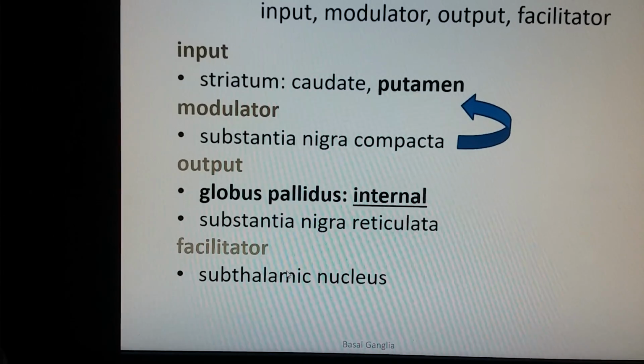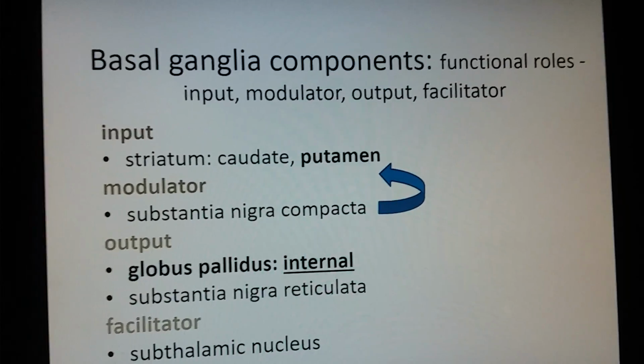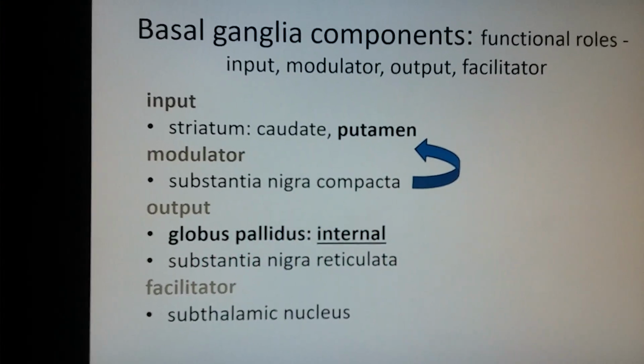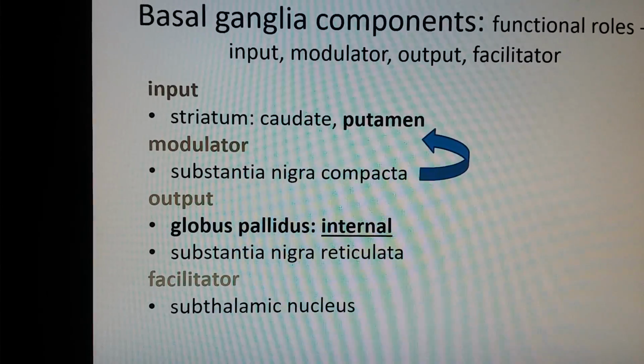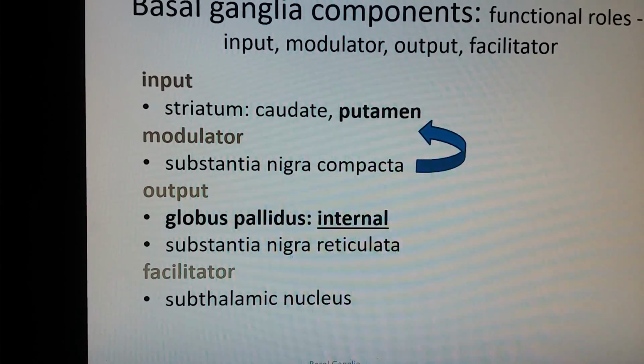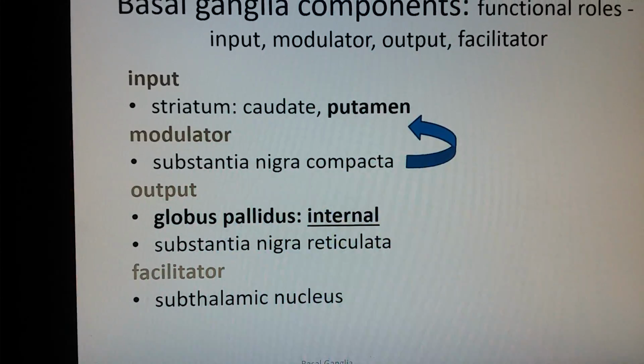And we'll talk about the subthalamic nucleus. That adds another level of complexity, but we'll get into that in the next session after this one. So for right now, let's concentrate on the input structures, putamen, the output structures, which is the globus pallidus, and specifically the internal part of the globus pallidus.